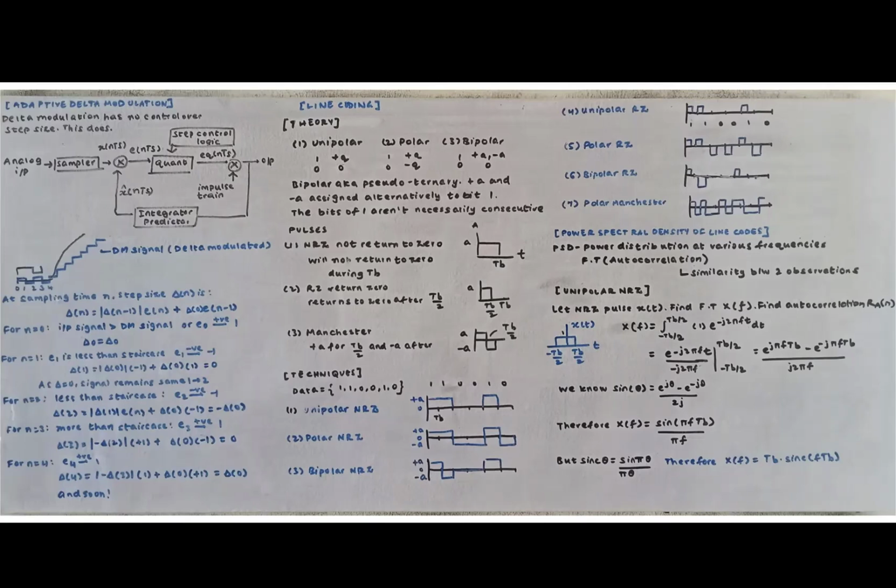So for n equals 2, for example, again, it's lesser than the staircase. So your E2 is again tending towards minus 1. So wherever your input signal is at a lower point in amplitude than your staircase signal, then you take minus 1 as your E value. If it's at a higher point, then you take plus 1 as your E value. So essentially, that's how you calculate it. Everywhere you just replace the same formula. Delta of n is the absolute value of delta of n minus 1 times E of n plus delta of 0 times E of n minus 1.